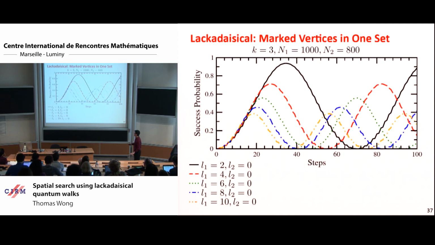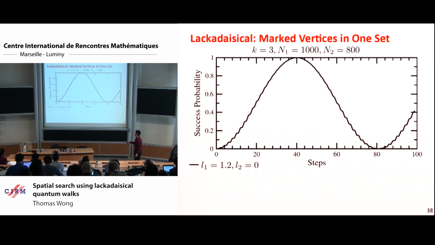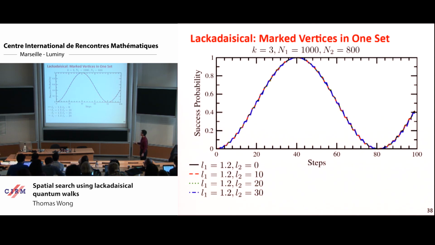Okay, so it's the best when L1 is 1.2. So let's fix L1 as being 1.2. And now let's see what happens as we vary L2. So this is what we just had before. Now if we change L2 to make that lazy as well, nothing happened. Make L2 even bigger, nothing happens. Make it even bigger, nothing happens. So with marked vertices in the left set, it seems like it doesn't matter how lazy the right set is. It only matters how lazy the left set is. And so we see that L2 doesn't matter here.